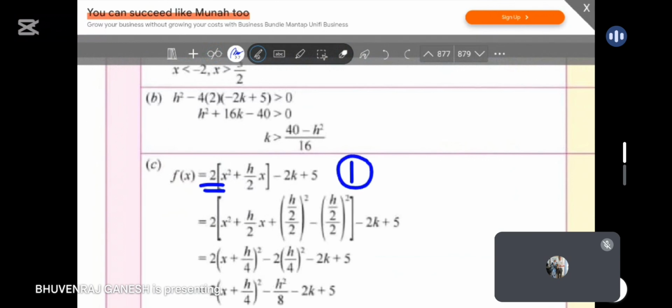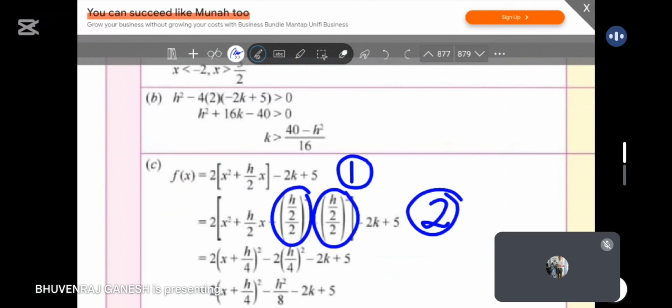I take out the number 2. Saya faktorkan nombor 2. Okay. So that's my first step. Second step, do you see I plus B over 2 square minus B over 2 square. Okay, tambah B per 2 kuasa 2, tolak B per 2 kuasa 2. This is my B value guys, nilai B. Okay, h over 2. You can see over here.